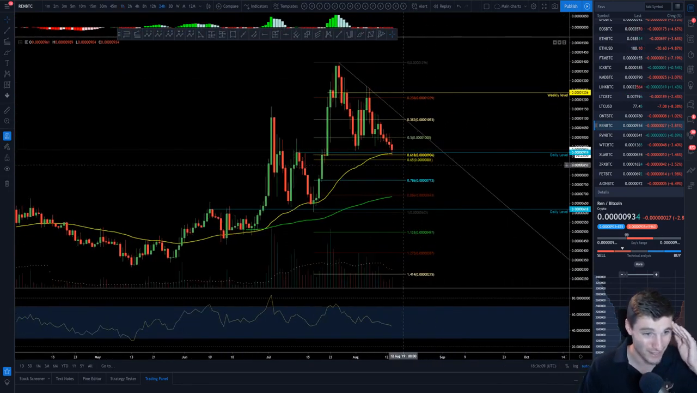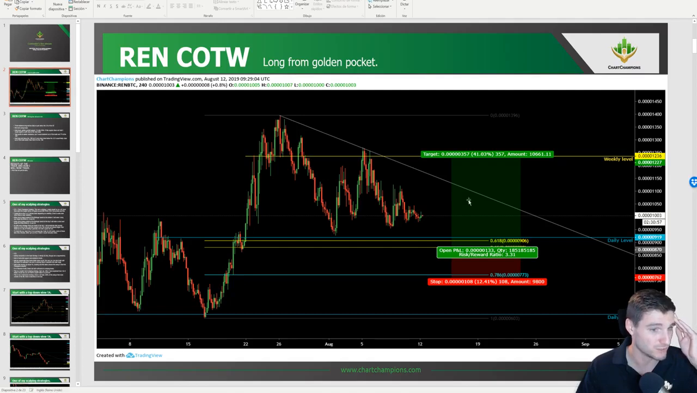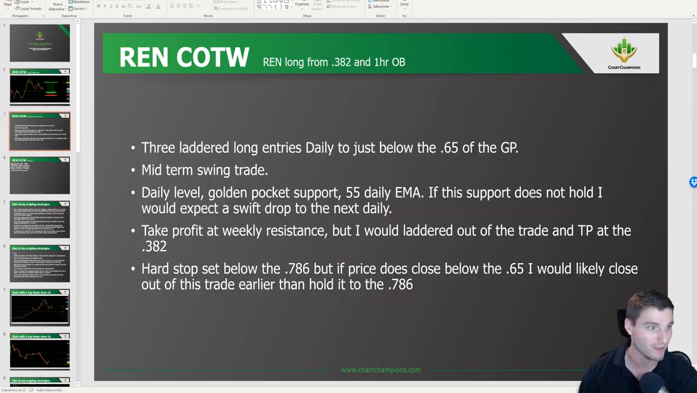So I am in a long position. Let me load up the chart from what I was going over. This is the position, with the last entry just below the 6.5, which is also just below this pool of liquidity that's likely going to be sat just below this low. Pretty wide stop, down below the 7.6, but as written here, you can see three ladders, from the daily to just below the 6.5. Mid-term swing trade, you have to remember the target's quite aggressive, quite large, so it's not going to happen overnight. Basically daily level, golden pocket, 55 EMA.